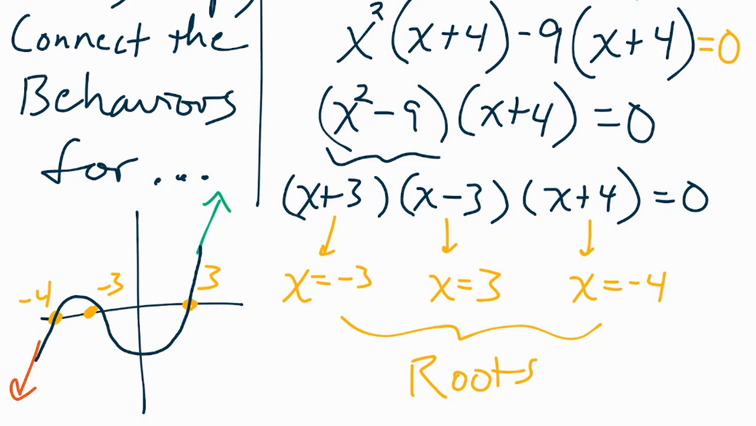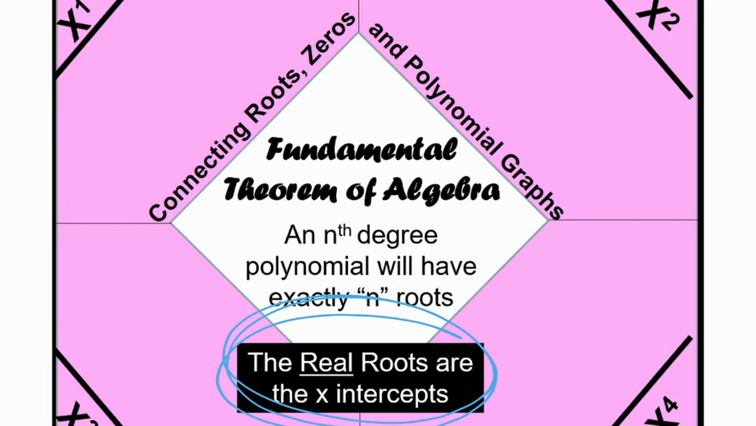So, the fundamental theorem: an nth degree polynomial is going to have exactly n roots. But remember, only the real roots are going to show up on the graph. We'll talk a little bit more about those imaginary roots in the next lesson. But for now, you can take a look at the half-sheet homework.